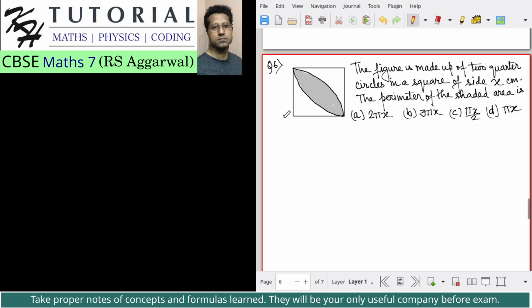Okay, so definitely let's say the square is ABCD. Each side is x. The length of each side of the square is x centimeter. The perimeter of the shaded area is, now it is given that the shaded region is the perimeter of the shaded region.